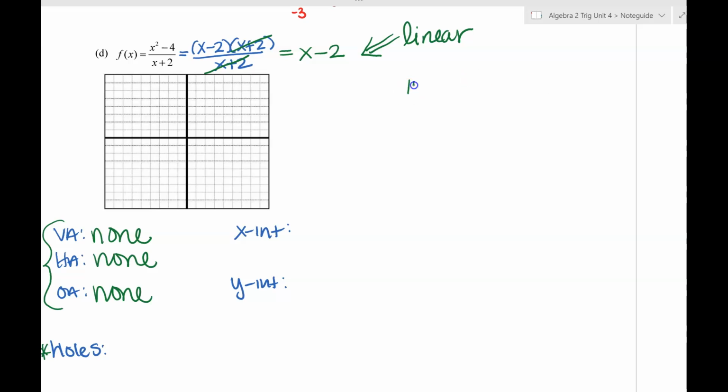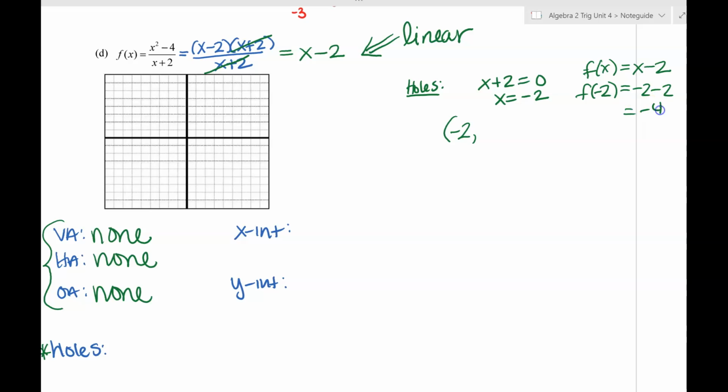So remember how we find the hole? We look at the factor we canceled out. When would that factor have been equal to 0? That would have occurred at x equal to -2. Okay, so the hole is a point where the x value is equal to -2. What would the y value be that goes with it? You plug it into your new function. So your new function, once it was simplified, is this very simple linear function x minus 2. What do you get when you plug -2 into that function? We get -4. So we're going to have a hole at the point -2, -4.